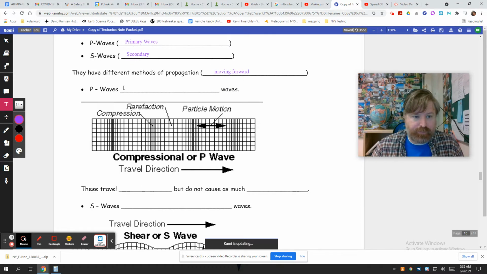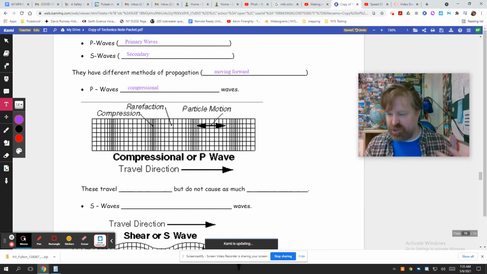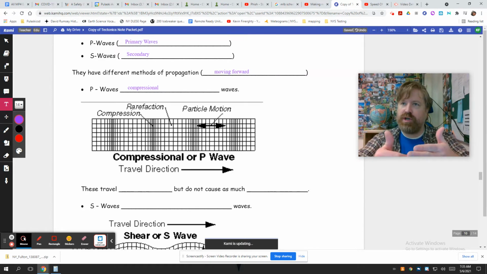P waves are, yes, primary waves. They're also compressional waves, which means if you've ever seen a shock wave, that kind of thing, it's like a squishing and then a rebounding of the land.